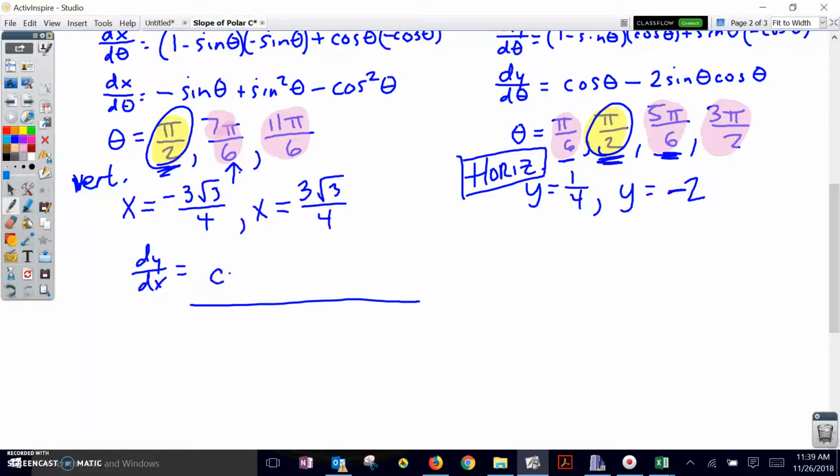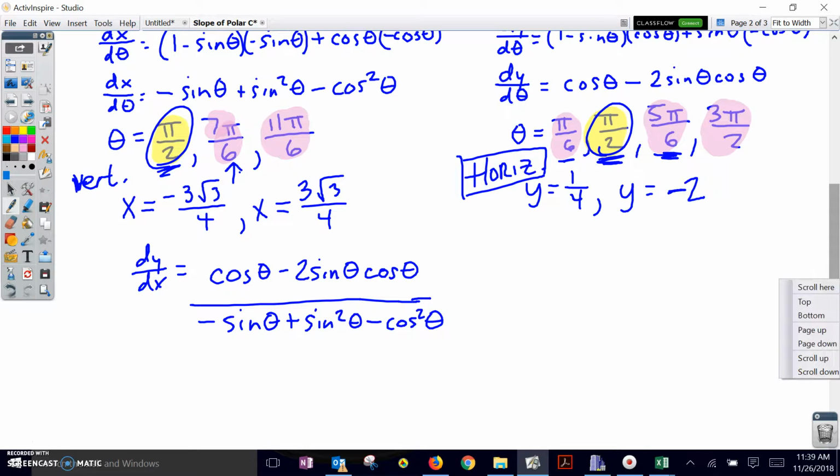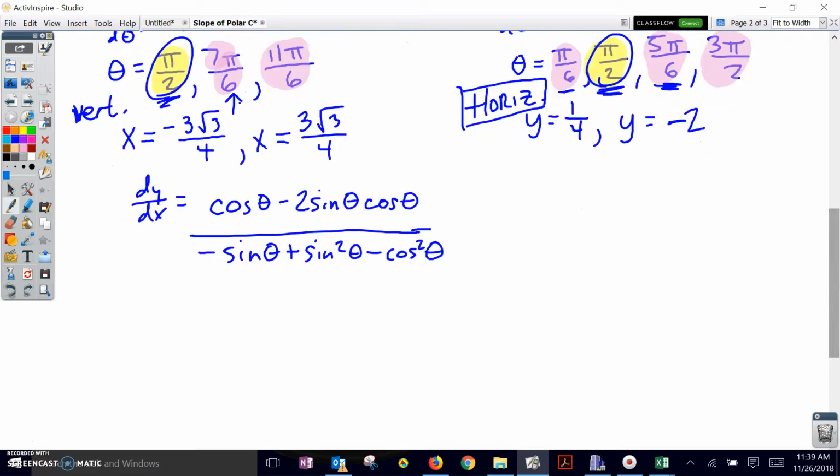So we have that dy dx is equal to cosine of theta minus 2 sine of theta cosine of theta over dx d theta, which is negative sine of theta plus sine squared of theta minus cosine squared of theta. And the limit of this, as theta approaches pi over 2, is 0 over 0. So how am I going to deal with that? I'm going to deal with that using L'Hopital's rule.